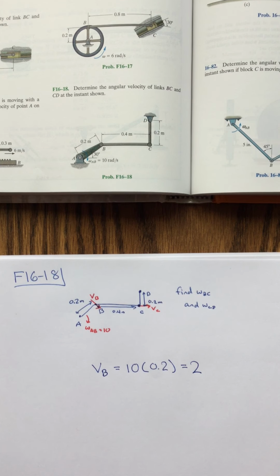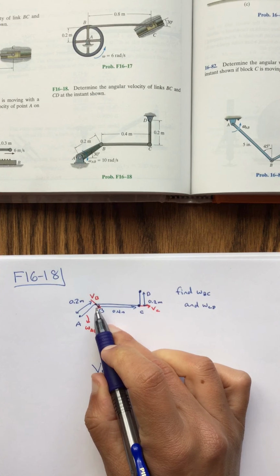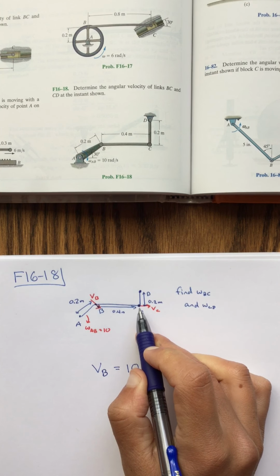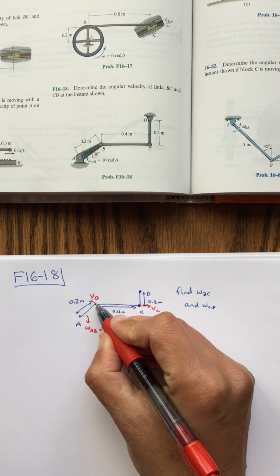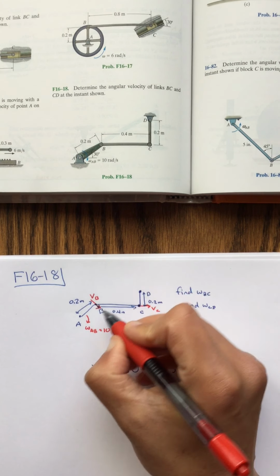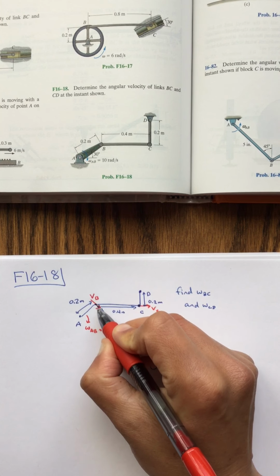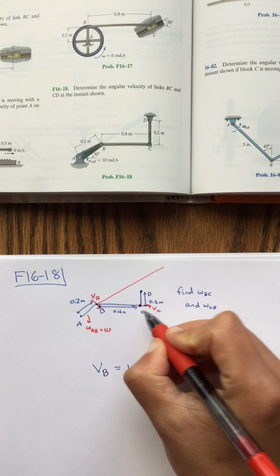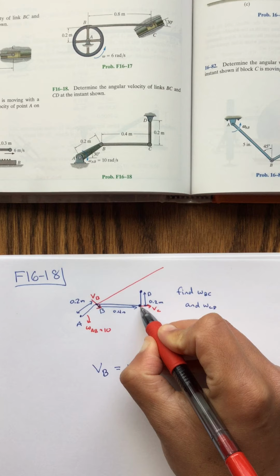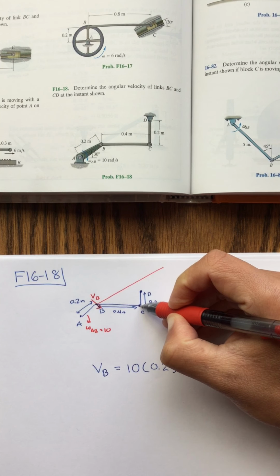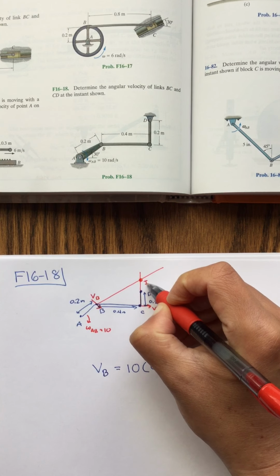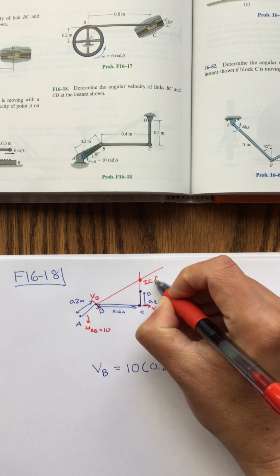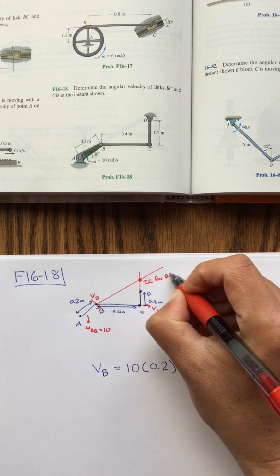Next, we want to find the instantaneous center of zero velocity for link BC. So I have velocity B and I have velocity C. If I draw a line which starts at point B and is perpendicular to the velocity vector, that goes like this, and then drawing a line which is perpendicular to VC, passing through point C, that gives me this. And I have located the instantaneous center of zero velocity. This is for link BC.